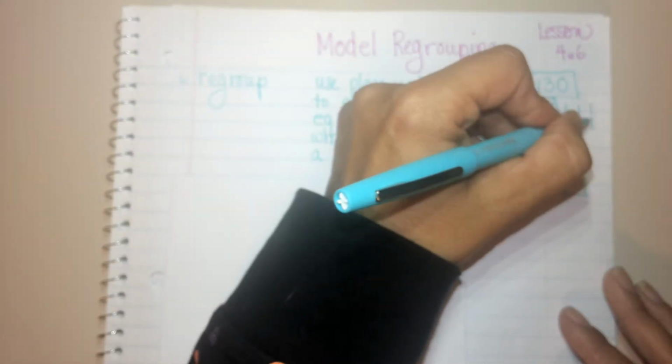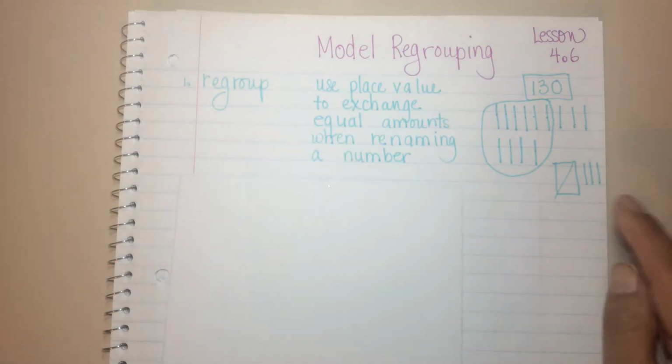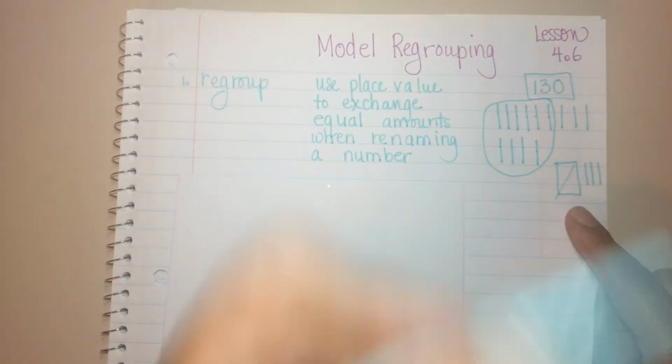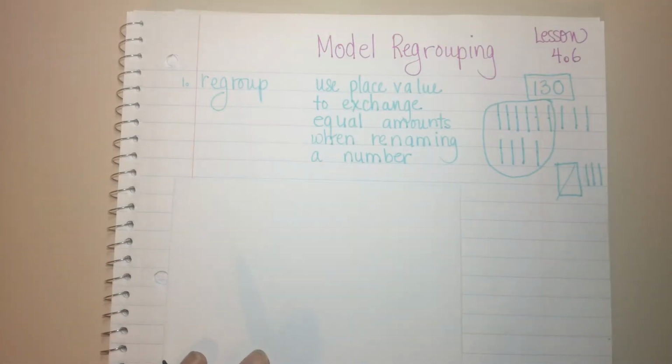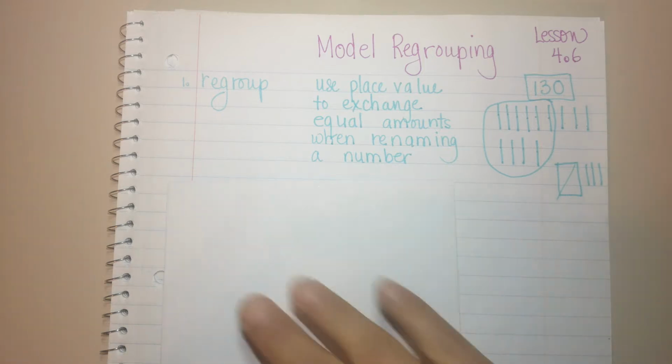And we still have 3 tens left. And we have the number 130. So you can make this number model using all tens, or you could trade 10 of your tens for a 100 block and 3 of the tens. All right. So let's move on to examples.